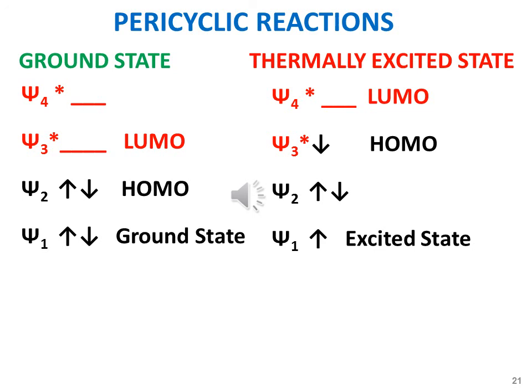So whenever you excite a conjugated system thermally, 1 electron from the ground state is excited and it changes the HOMO-LUMO energy orbitals of the parent molecule.